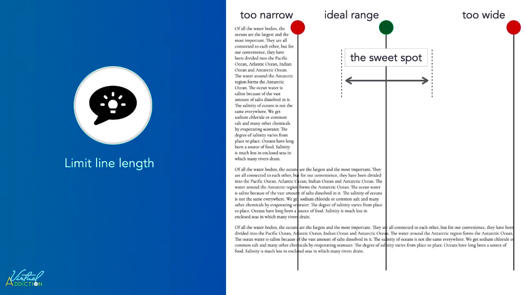Limit line length. Having the right amount of characters on each line is key to the readability of your text. It shouldn't be your design that dictates the width of your text. It should also be a matter of legibility. As a general guideline, we should strive for 70 to 90 characters for large screens, and for mobile devices, you should go for 30 to 40 characters per line.